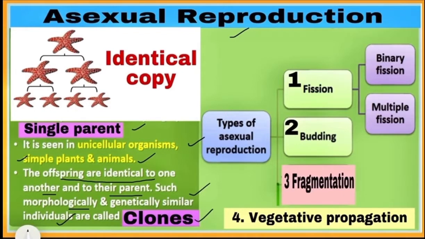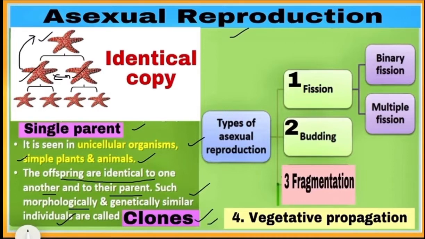See it here. This is the parent starfish forming two daughter starfishes. These two are very much identical to each other as well as they are identical to their parent. In all respects, they are identical morphologically and genetically. Thus, these types of identical copies of offsprings are called clones.